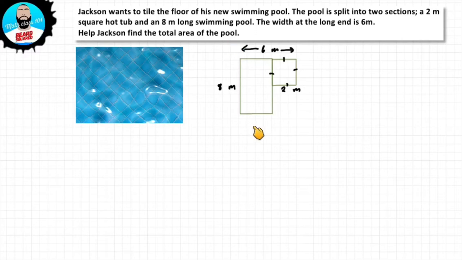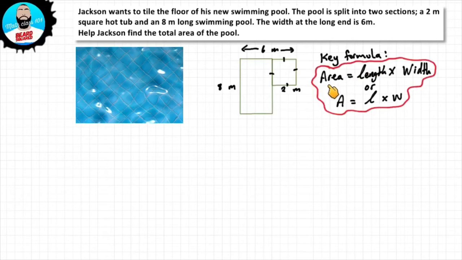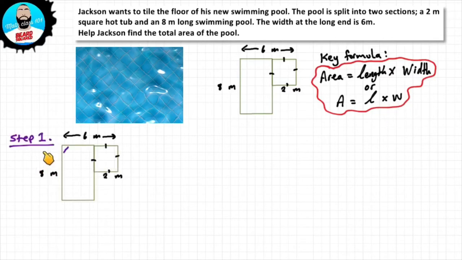A compound shape is a shape made up of two or more basic shapes. You can combine any number of basic shapes to make a compound shape. So the key formula that we're going to use is area equals length times width, or A equals L times W. So step one, we'll work out the area of the 8-meter pool.